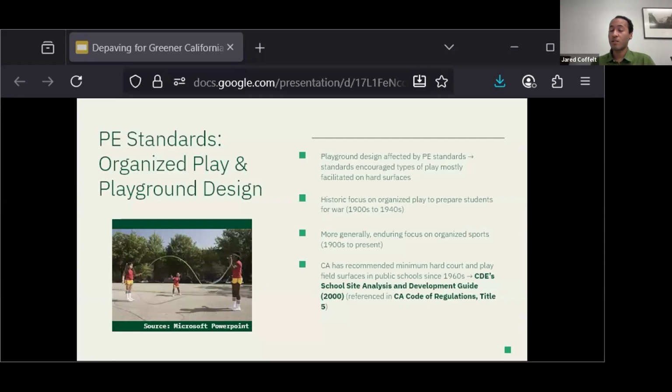California has actually recommended minimum hardcourt and playfield surfaces in public schools since the 1960s. These can be found today in the School Site Analysis and Development Guide, which is the 2000 version of the original 1960s document. And this document itself is referenced in Title V of the California Code of Regulations. So even though hard courts and play fields, grass fields aren't necessarily mandated per se, they are highly suggested within California code.